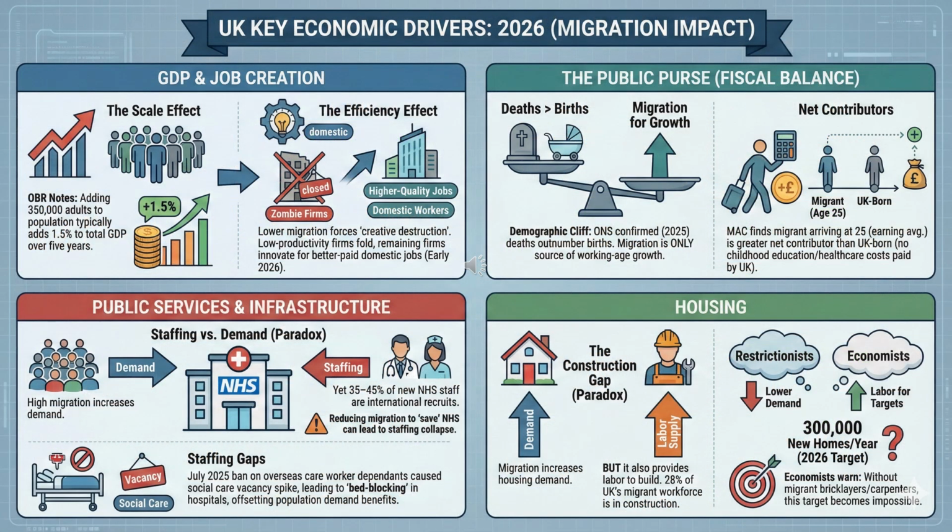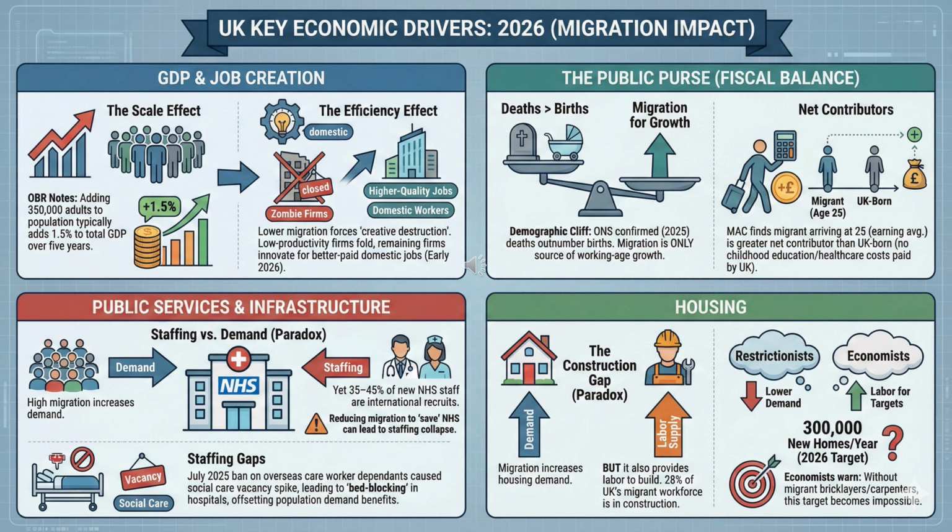2. Key economic drivers in 2026. GDP and job creation. The scale effect. The OBR notes that adding 350,000 adults to the population typically adds 1.5% to total GDP over 5 years.